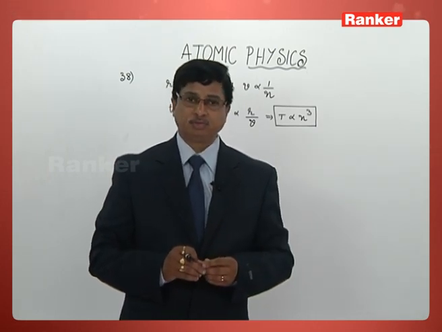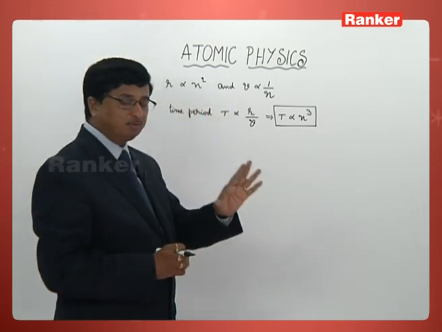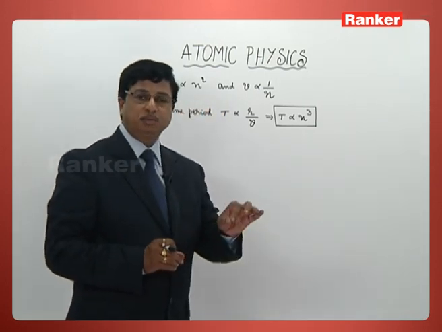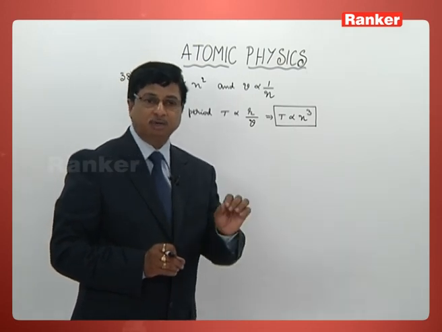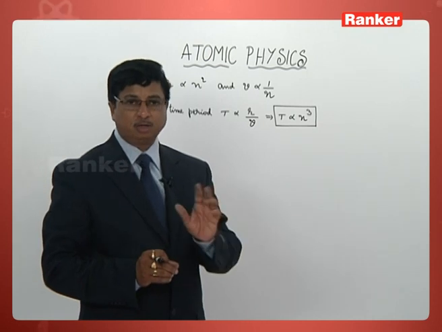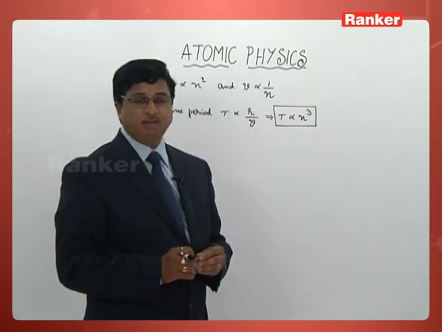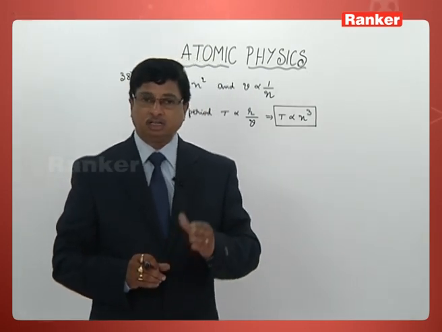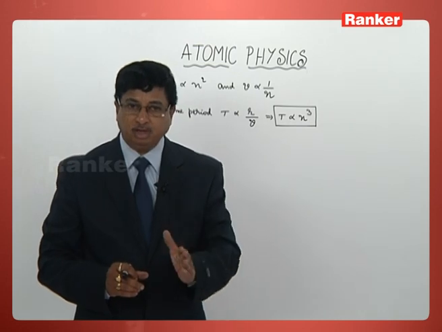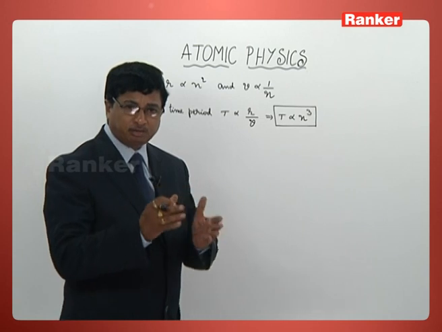So what you have to remember here is, first one, the radius of the orbit is directly proportional to n square, where n is the principal quantum number or the number of the orbit. And the second concept over there is the velocity of an electron in an orbit having principal quantum number n, that is inversely proportional to n. That is the second formula for us. In fact, the second relation one has to remember.